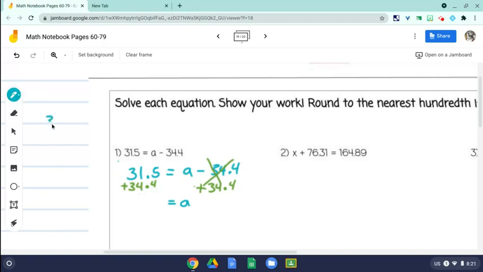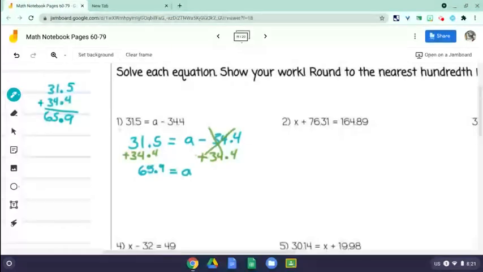So I'm going to do that over here. Give myself a little extra space. I'm going to line up the decimals because I'm adding decimals. When I'm multiplying, I don't need to do that, but when I'm adding decimals, I need to line them up. Okay, now I'm going to add: 5 plus 4 is 9. Bring that decimal down. 1 plus 4 is 5, and 3 plus 3 is 6. So A equals 65 and 9/10. Okay, so not too bad.